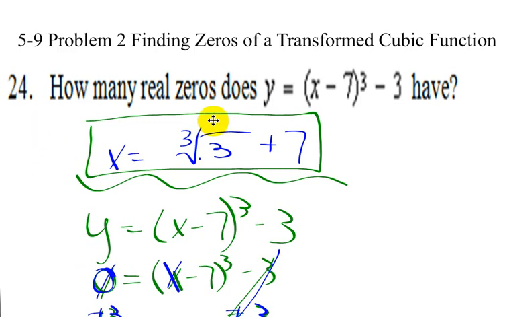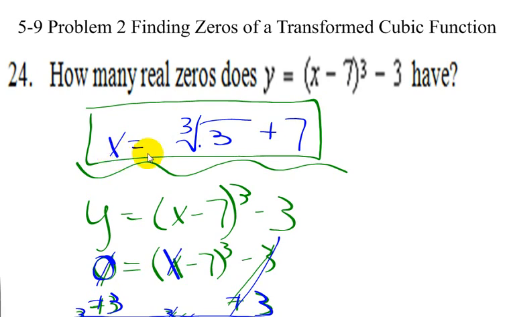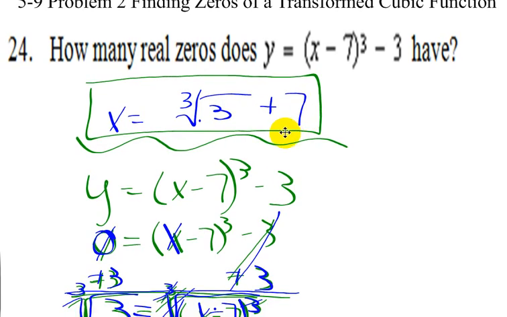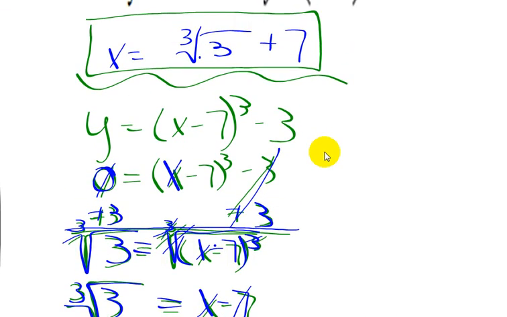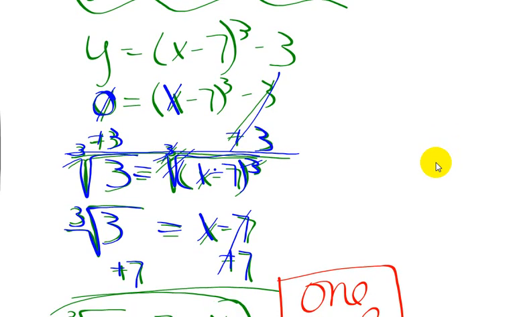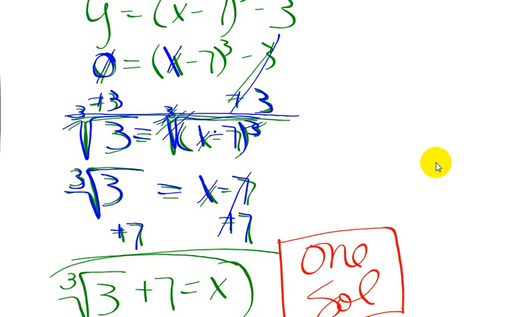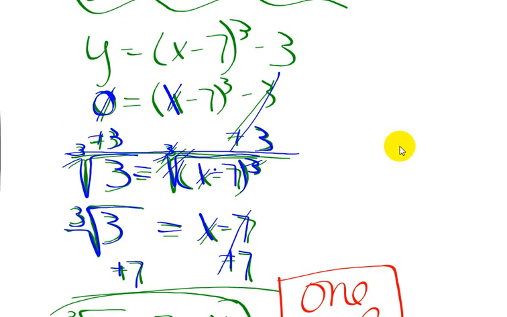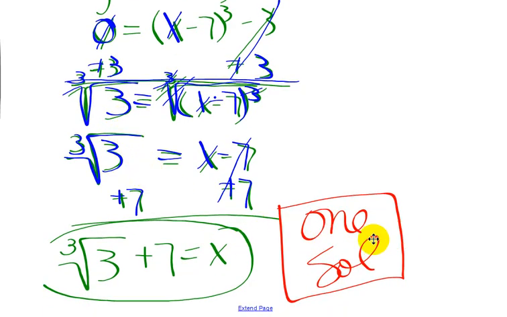We're almost through. How many real zeros does this have? And your answer is x equals the cube root of 3, plus 7. Excuse me. I'll scroll down and show you the work to get that. So when you do all this, you're just solving for x. You just set it equal to 0 and solve for x. And when you do, you get one solution. But remember, they're cube roots, not square roots.